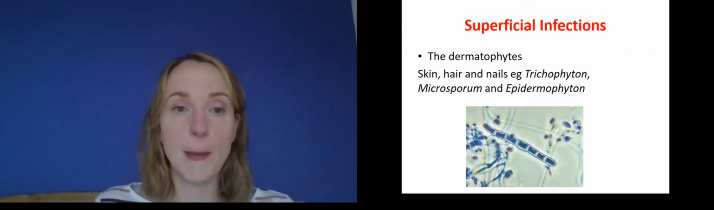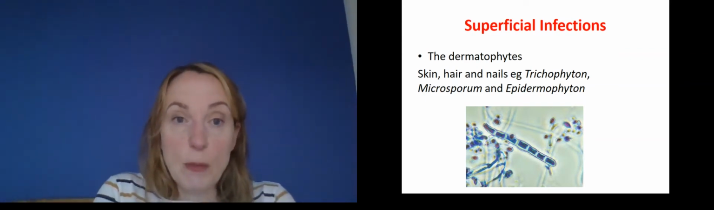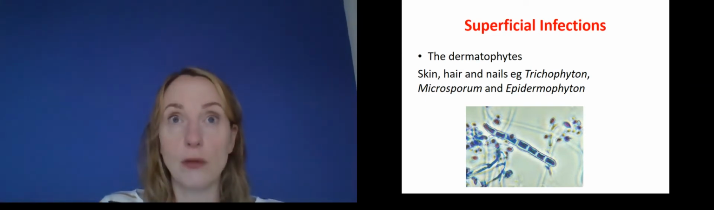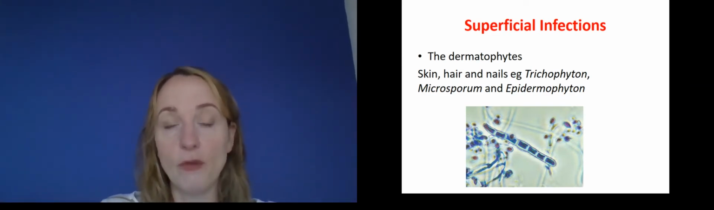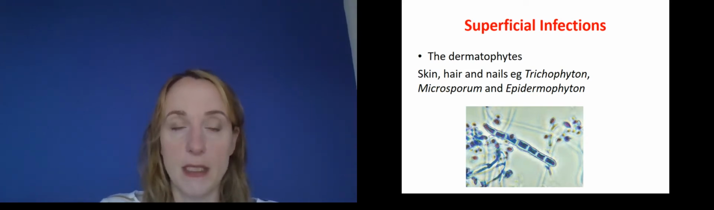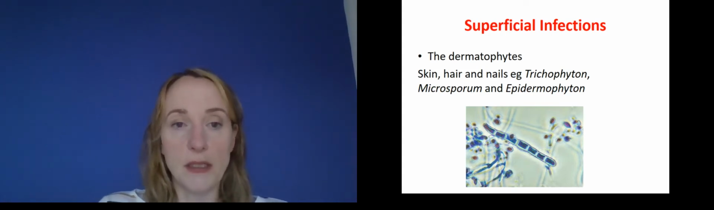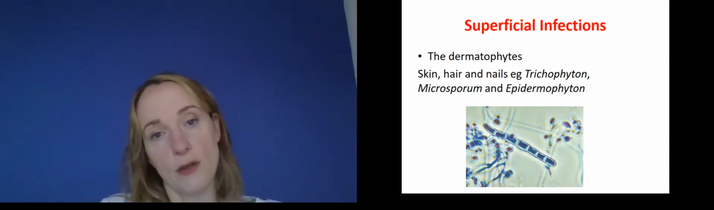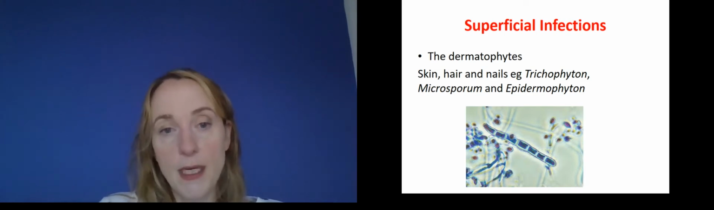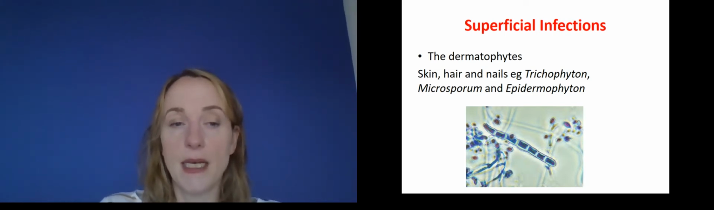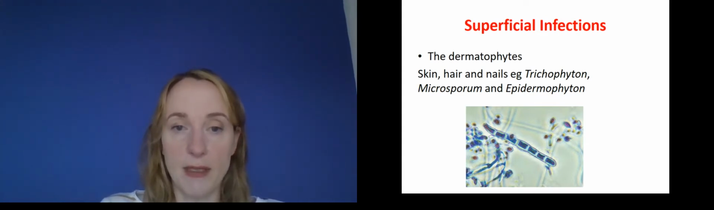So essentially, fungal infections are superficial on the whole. We'll look at when things go a bit wrong later. And these are caused by fungi called the dermatophytes. And these fungi essentially cause skin, hair and nail infections. They're the ones that you're going to see lots of in pharmacy. And the fungi that cause these infections are Trichophyton, Microsporum and Epidermophyton. And that's basically named because of where they live on the skin and the hair, etc.